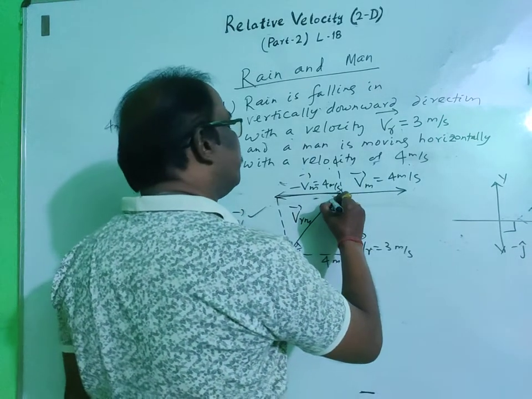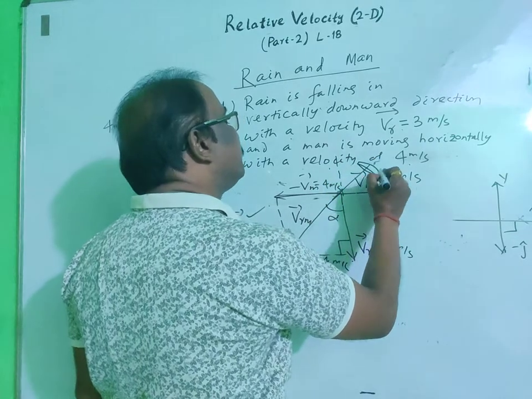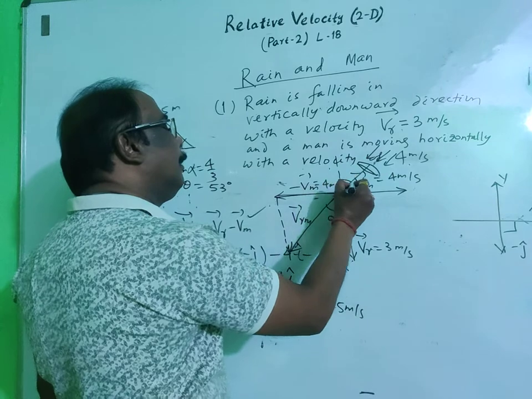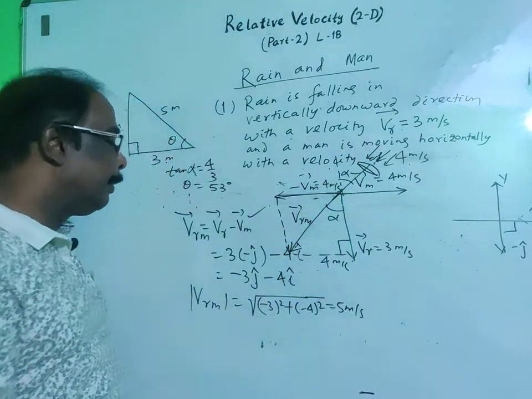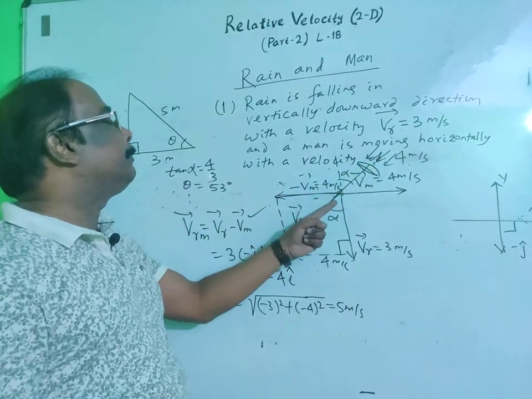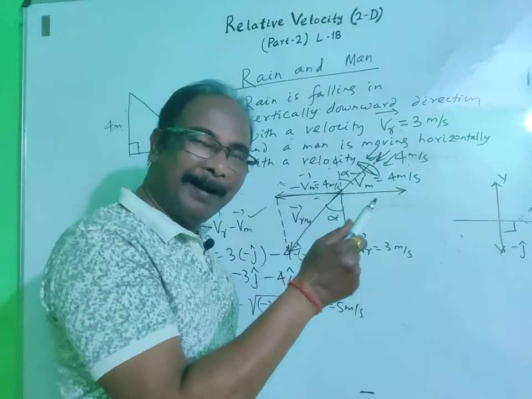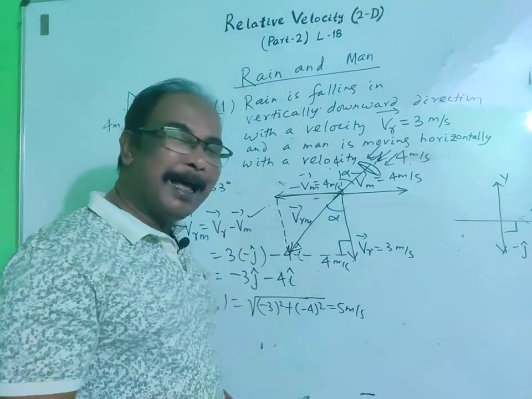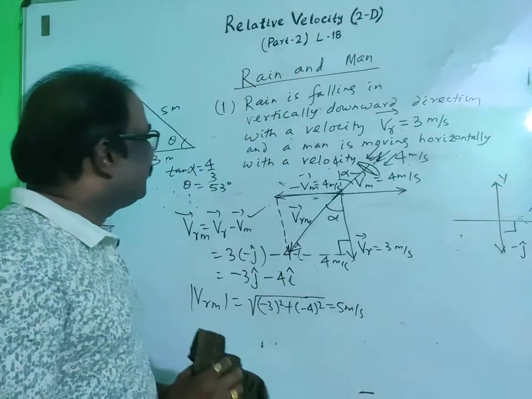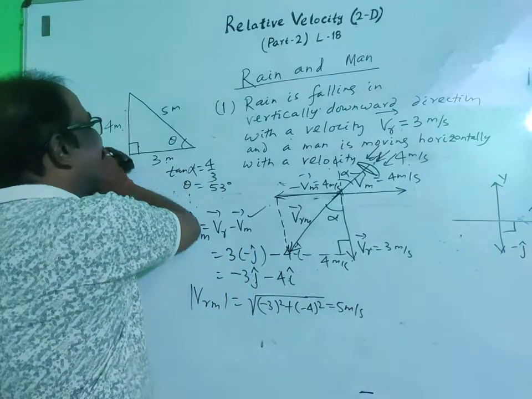Then the man has to hold umbrella in opposite direction to save himself from rain. Rain is falling at an angle alpha, which means 53 degree with vertical. Rain is falling like this. Then the man has to hold the umbrella like this. You must adopt any one of the methods. Then the question will come from now.